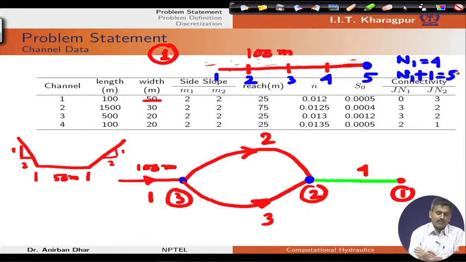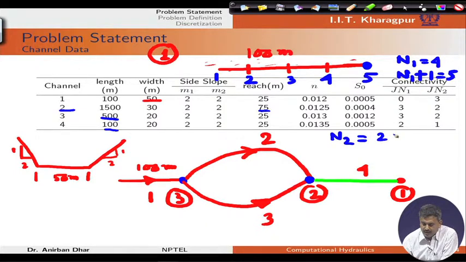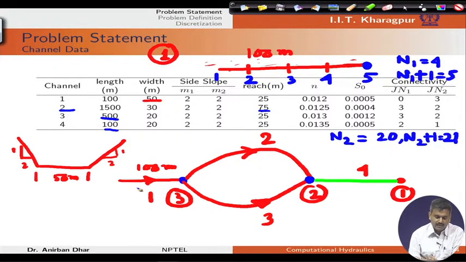Similarly for other channel reaches, for the next one, channel reach 2, we have 1500 meter length, channel reach 3 we have 500 meters, and channel reach 4 we have 100 meter length. So, for channel reach 2, the segment length is 75 meters. That means we have N2 equals 20 and N2 plus 1 equals 21 sections for the second channel. So, in this case we have 5 sections, in this case 21.